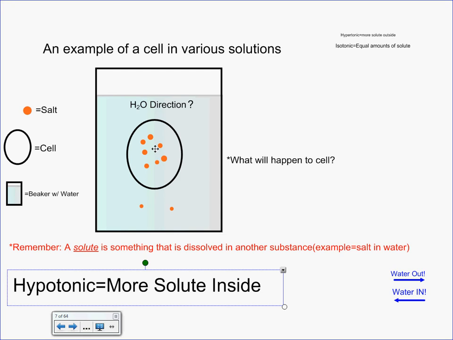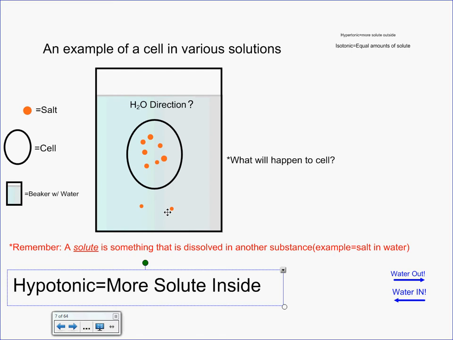All right? What's a solute? Do you remember that? A solute is something that's dissolved. So in this case, it's salt. Salt is dissolved in the water. So if we have a hypotonic solution, which is exactly what we've got going on here, count the orange dots. How many are inside the cell? 1, 2, 3, 4, 5, 6, 7. How many are outside? 2. All right?